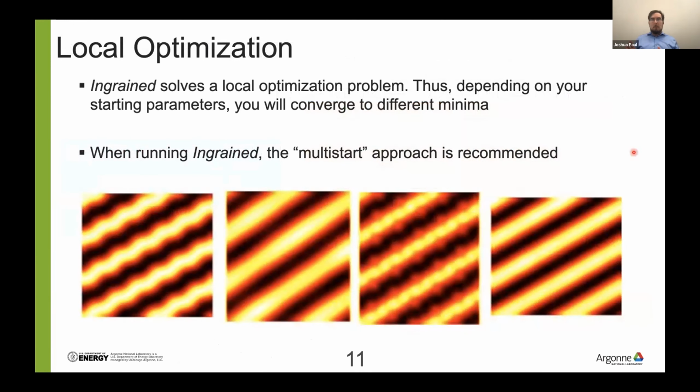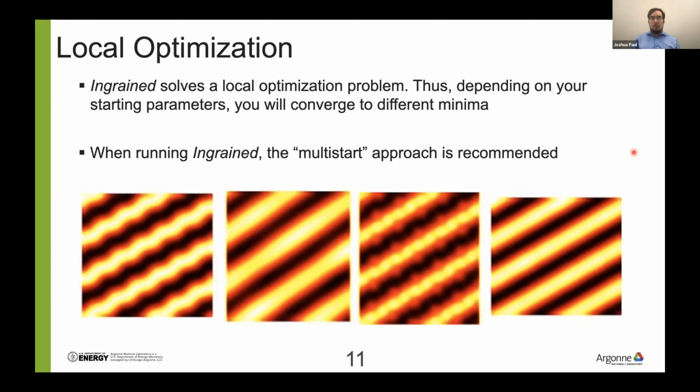So I've gone through a successful example of Ingrained STEM and Ingrained STM. I just want to discuss a little bit more in depth the software now. Specifically, Ingrained, when it's optimizing its parameters, is solving a local optimization problem. So depending on your starting parameters, you might converge onto different minima in your optimization process.